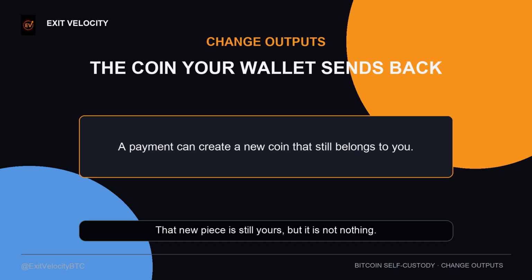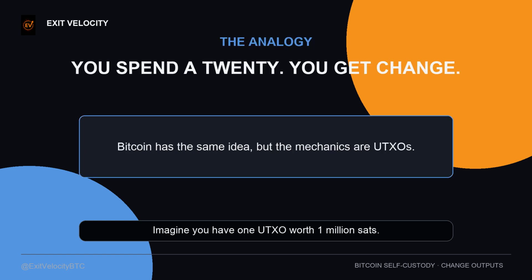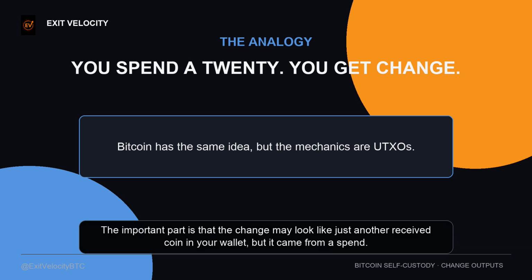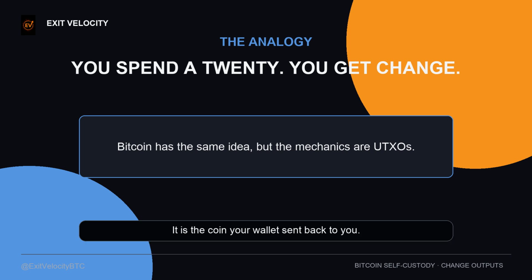In plain English, your wallet sends money to the recipient and sends the rest back to a new address it controls. That new piece is still yours, but it is not nothing. It has history, it has context, and it can matter later. Imagine you have one UTXO worth 1 million sats. You pay someone 300,000 sats. The wallet may create one output for the recipient and another output back to you for the leftover amount, minus fees. That second output is change. The important part is that the change may look like just another received coin in your wallet, but it came from a spend. It is the coin your wallet sent back to you.